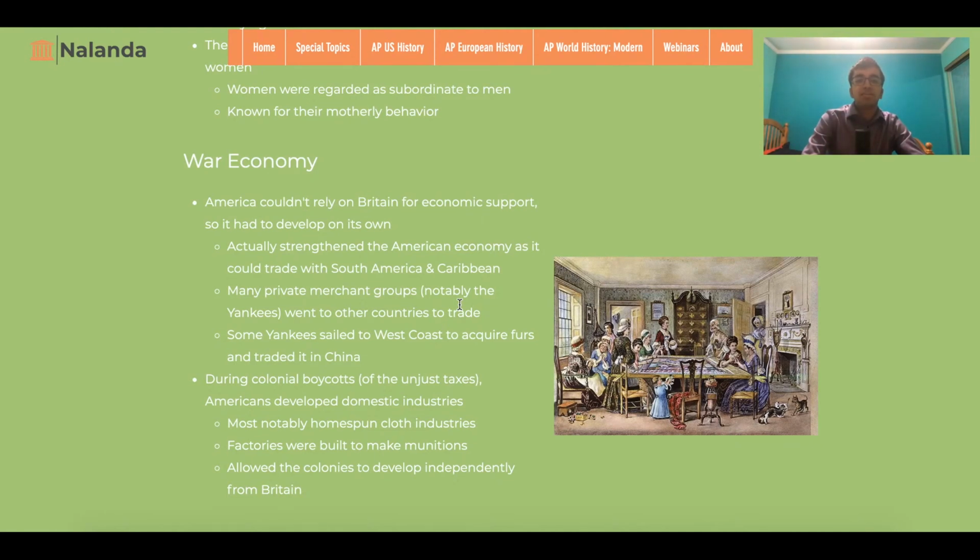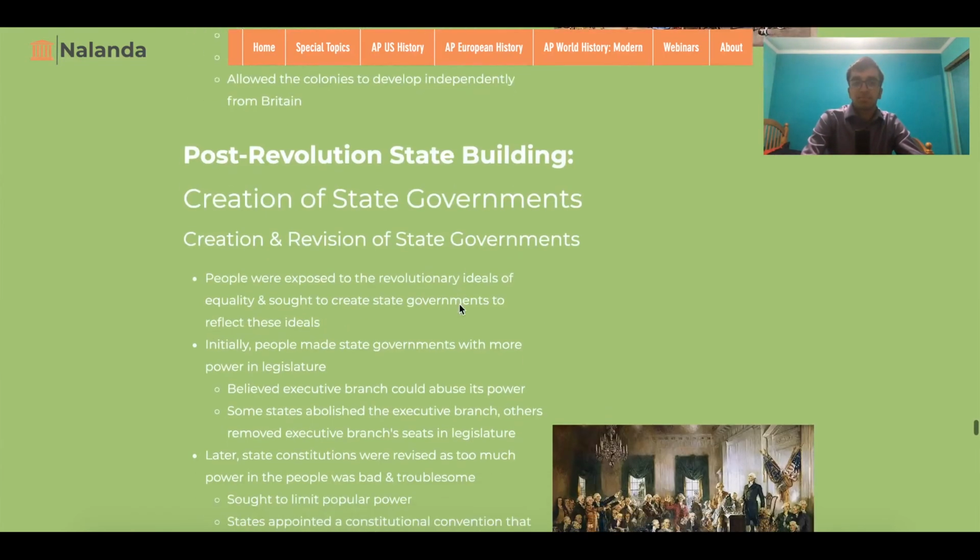Also, domestic industry in the U.S. boomed because during the colonial boycotts of the British goods to protest the British taxes, many people designed domestic economies, such as homespun cloth and munitions factories, because they didn't want to get British goods, and these domestic industries carried on.